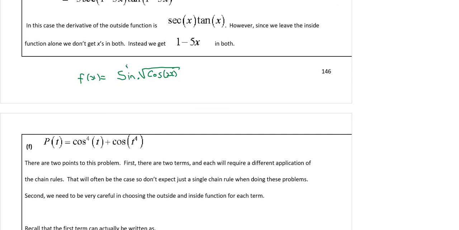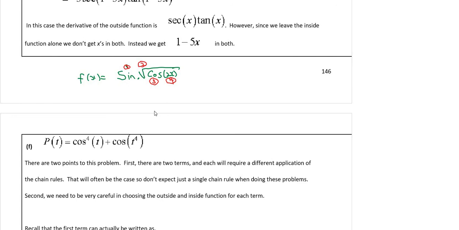We have the sine. We have the square root. We have the cos. And we have the 2x. There are 4 functions involved here. So that's the chain reaction. When we do the derivative here, we need to go through all 4 of those functions.